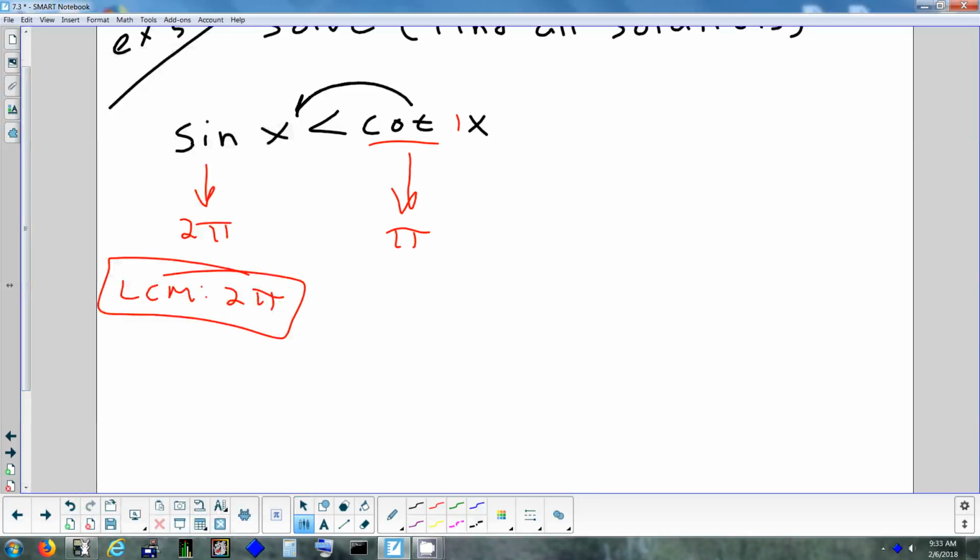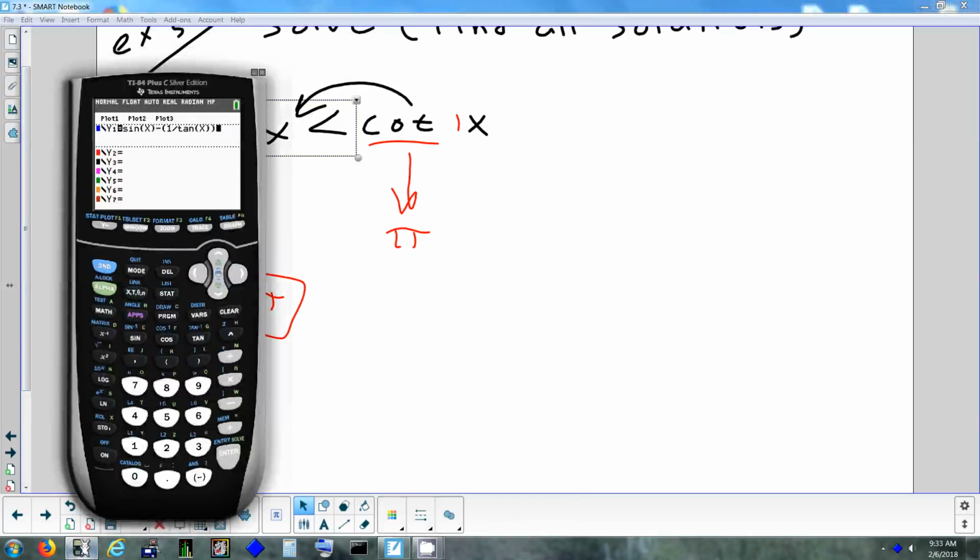So I just moved that right there. I want to know where my graph is less than 0. That's what we're looking for, because I moved everything to the left. Okay, window looks good. 0 to 2 pi. Hit graph.